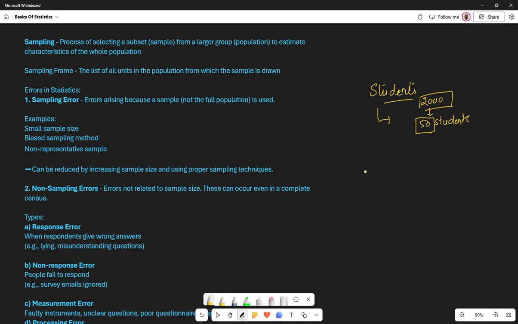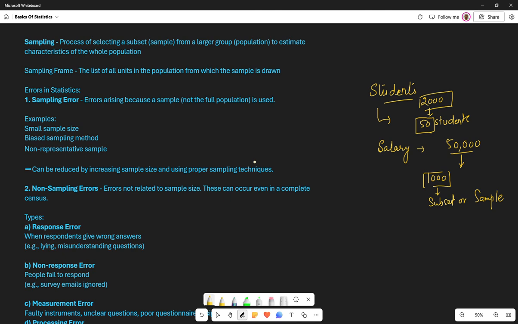Another example could be I want to learn about the salary of employees in a company. There are a total of 50,000 employees in the company, and out of these 50,000 I take out a sample of maybe 1000 employees. So this becomes a subset of the population, also called a sample. So that's about sample. Then sampling frame.